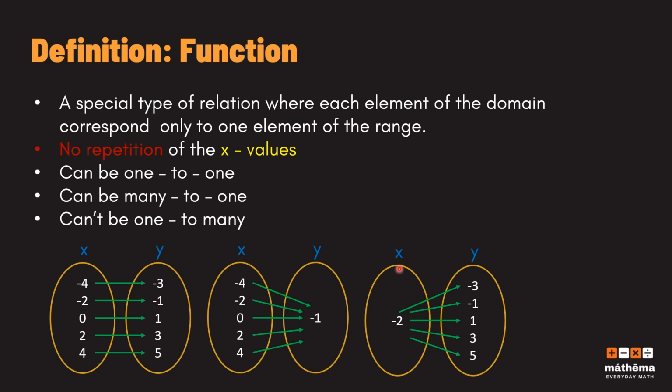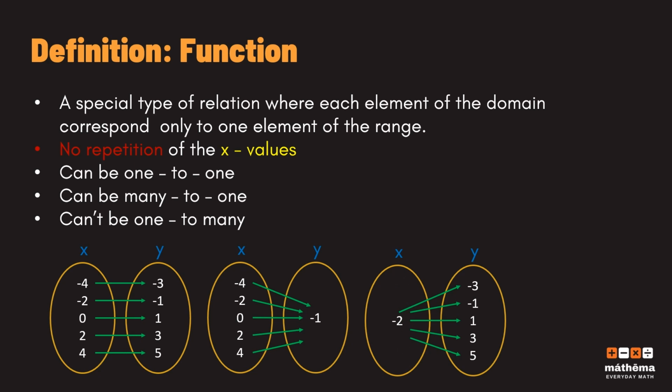Example, look at our domain and our range. We only have one x value, which is negative 2, and it is being paired to negative 3, negative 1, 1, 3, and 5. Again, this is not a function because the x value is being repeated more than once.